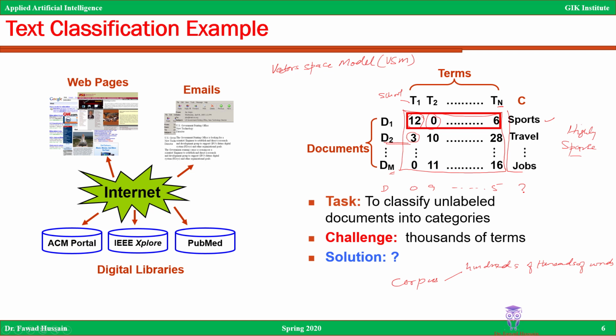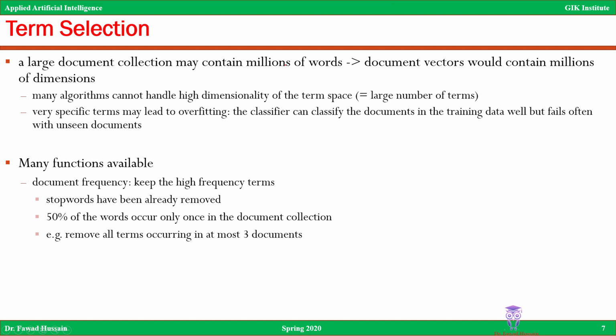So what's the solution? The solution is to reduce this from hundreds of thousands to maybe a few thousand or a few hundred, depending on how many words are necessary to be able to classify all these documents. A large document collection may contain millions of words, so each individual vector is going to have millions of dimensions. And just like we said in the previous slide, with the curse of dimensionality, any two documents will have the same similarity, because the entire thing is filled with zeros and very few non-zero elements.